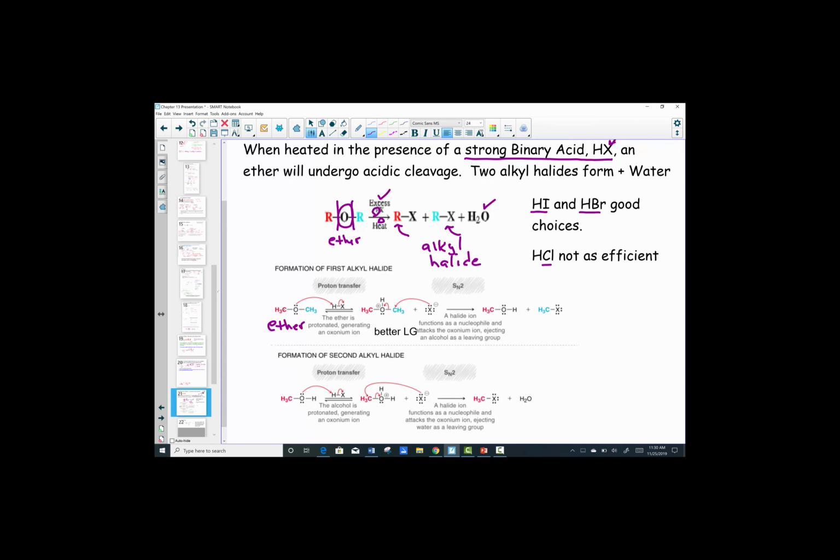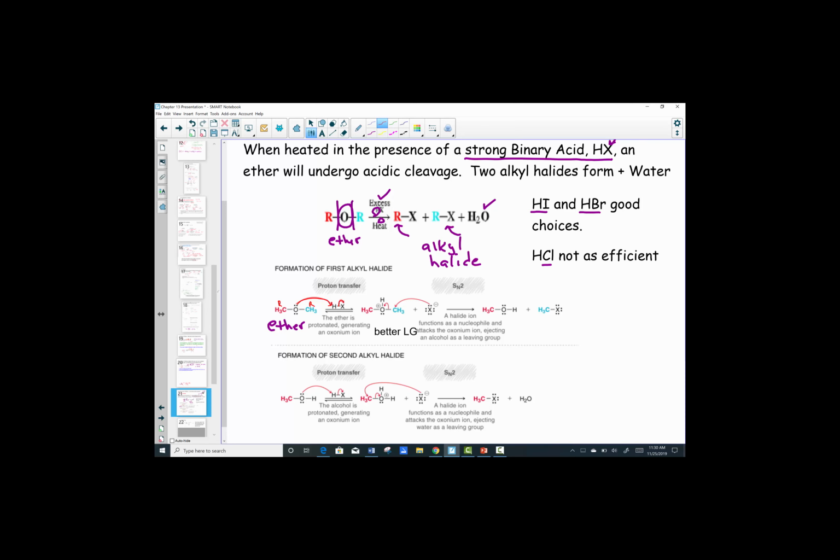And notice in this particular example, it does not have to be, but this is the same group. We have a methyl group on this side. They do not have to be symmetrical. This works for any ether. In our first step, the oxygen in the ether linkage reaches out for the proton in the binary acid.